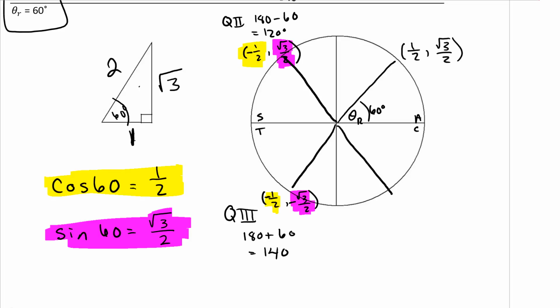Now in quadrant 4, we have 360 minus the reference angle, which is 60. So that means that our related angle in quadrant 4 is going to be 300 degrees. We know the number bits, 1/2 comma root 3 over 2, but only cosine is positive, so the sine is going to be negative.